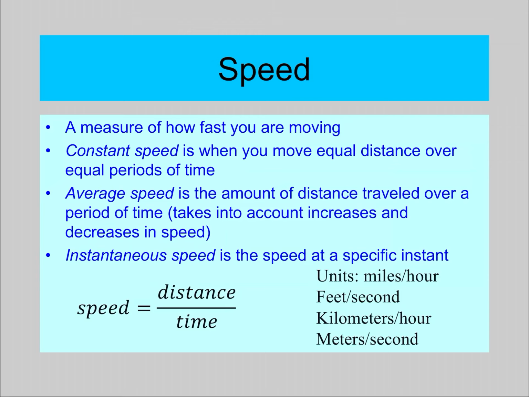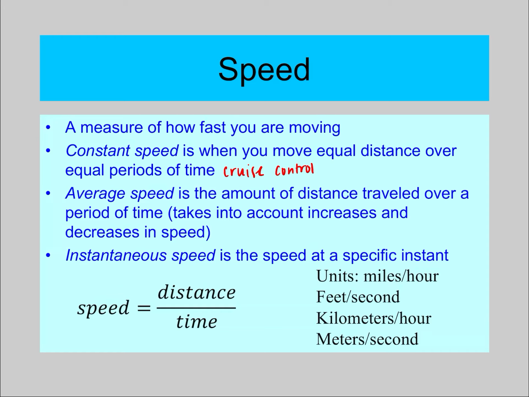So speed is a measure of how fast you are moving. We have 3 different kinds we can describe. Constant speed is when you're moving equal distance over equal periods of time. So if you did something like put your cruise control on and you're traveling at a consistent speed, that would be constant speed, and it's traveling equal distances over equal periods of time.